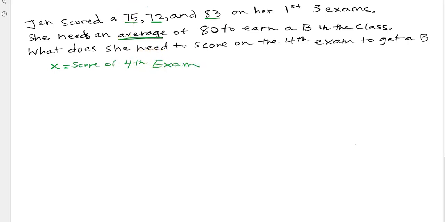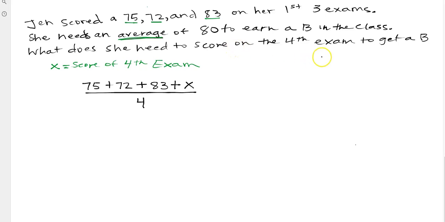And so when I write this up, an average, you add all of the numbers together and then divide by how many there are. So we take 75 plus 72 plus 83, but then we also need to put plus x here because we've got to add all 4 of these test scores together, and then we'll divide by 4, and that will give us the average of what she's getting on her exams.